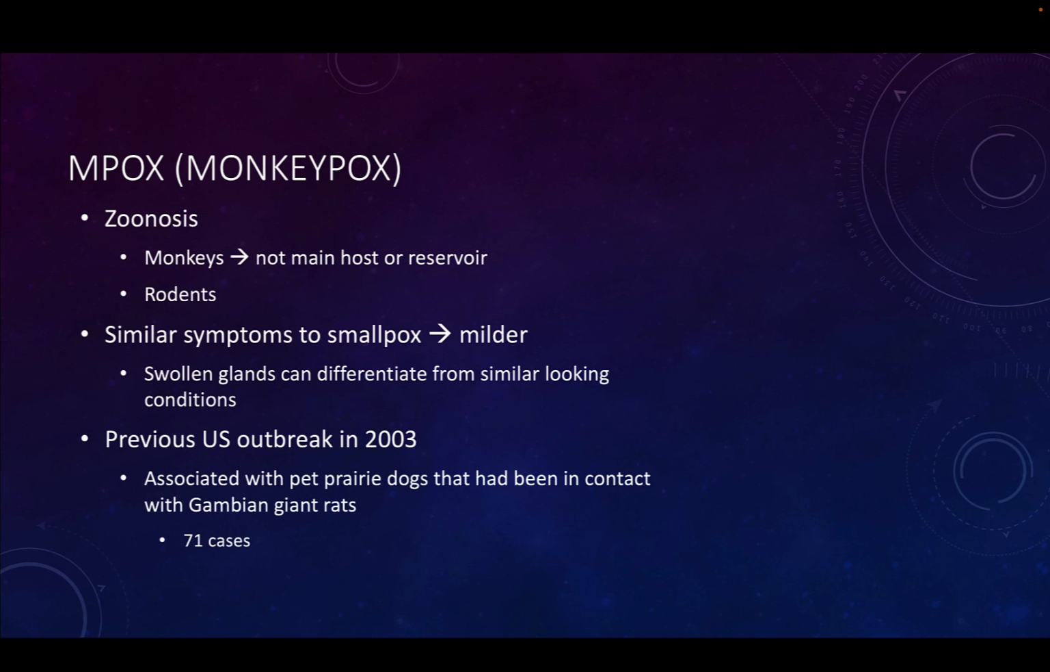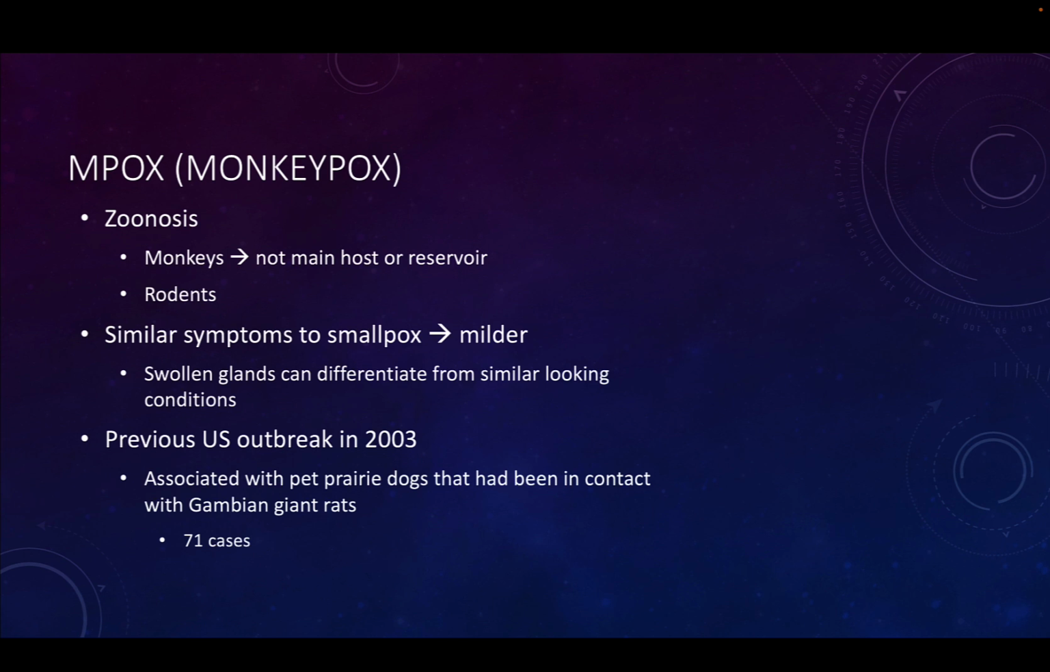In patients who have Mpox, they will often develop swollen glands, and that can help differentiate from some of the other similar looking conditions. So we've already talked about chickenpox, which even though it's called chickenpox is not a pox virus, it's a herpes virus that can cause a full body rash. We'll talk about measles, which can also cause a full body rash. But the Mpox, you'll see those swollen glands.